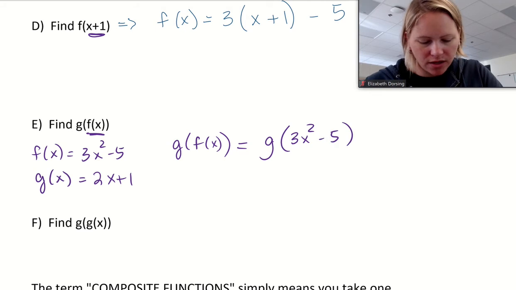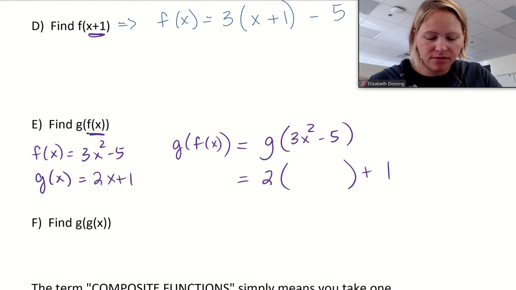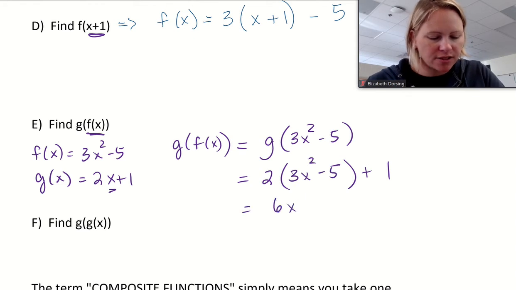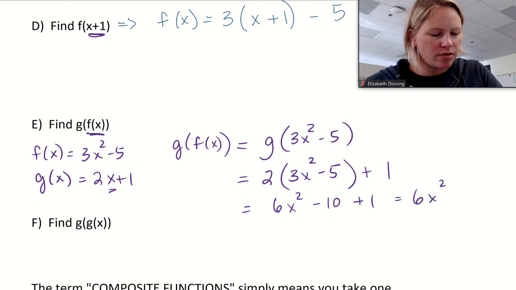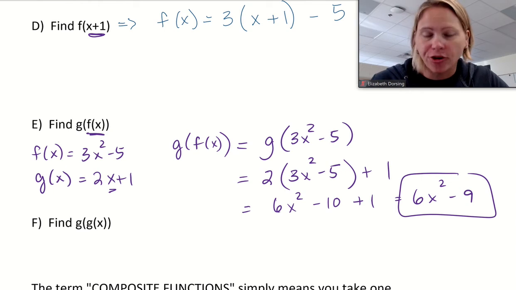So in the same way, we're going to take that 2 and we're going to take that bucket, and into the bucket, which is x, we're going to plop 3x squared minus 5. Now this one is pretty easy to simplify. 6x squared minus 10 plus 1, that's 6x squared minus 9. So some basic simplification is encouraged.